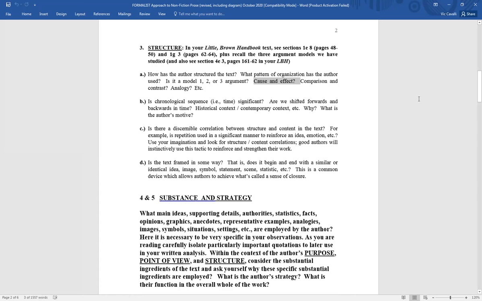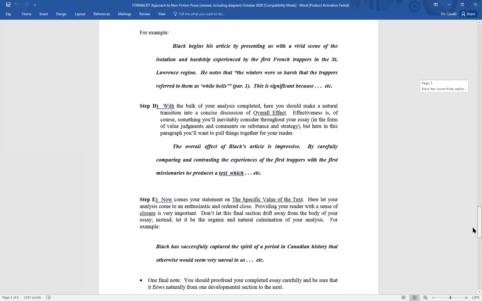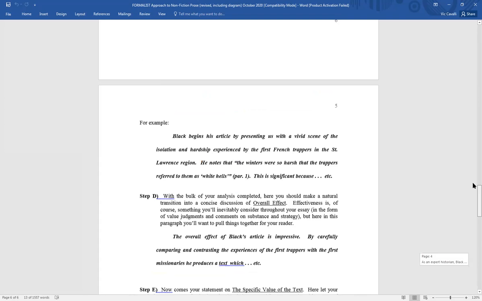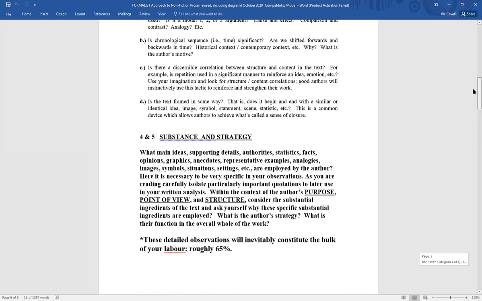Now, purpose, point of view, and structure, as you boil down just to the essence of your answers to those questions, let's just go forward again and remind you, in your final essay, that's the way it's going to look. It's only going to be 17% of your word count is purpose, point of view, and structure. So use those questions as thought starters. That's the key. Now, we come to this next section, the body of your essay, and let's go back and see what that looks like.